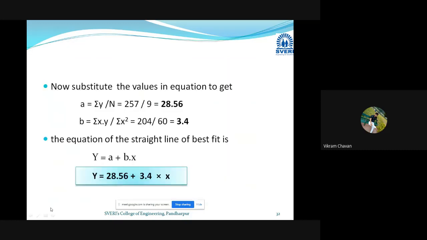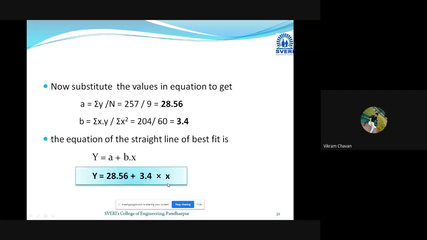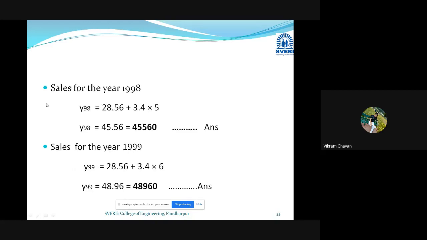Then we just put that deviation in the straight line equation. For 1998 the deviation is 5, so x becomes 5, and for 1999 x becomes 6. Just put the deviation value in the straight line equation we got, in place of x, and we find the forecasted sales.